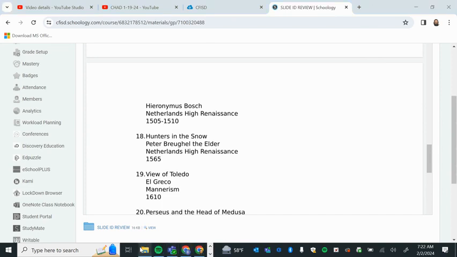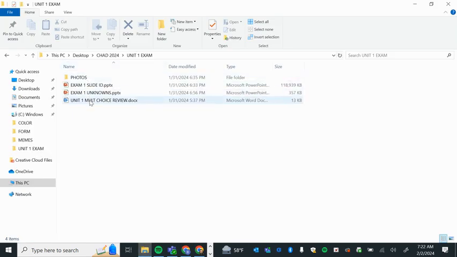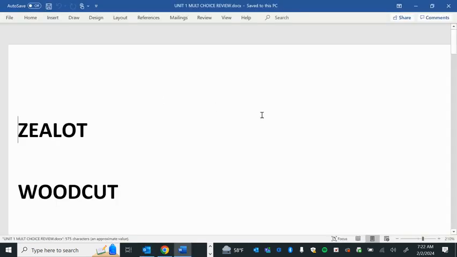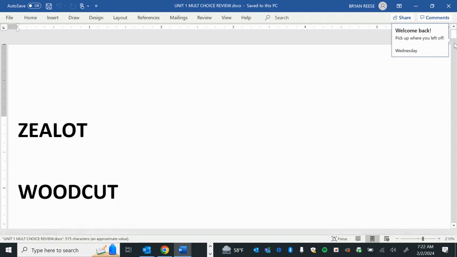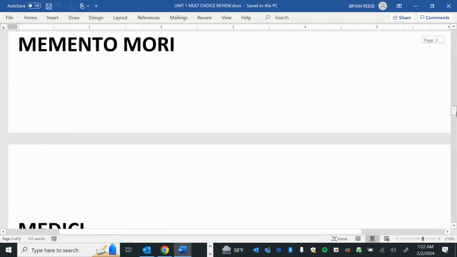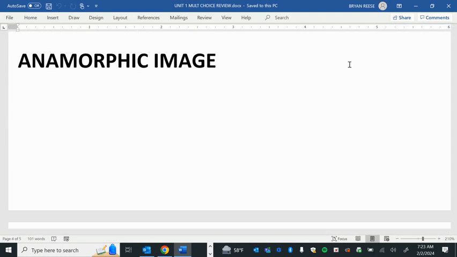So let's go into the multiple choice review. Our first word is anamorphic image. That is an image that you can only see from an extreme point of view. That was the stretched out skull in The French Ambassadors. That was the sidewalk chalk art piece.